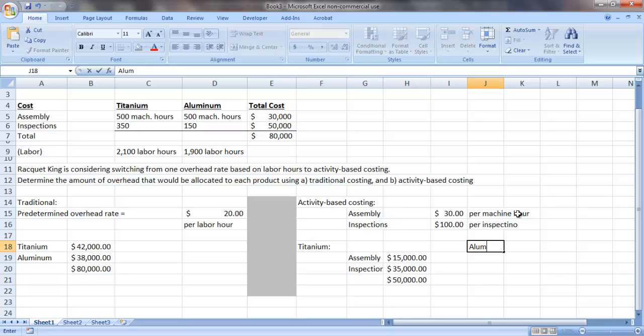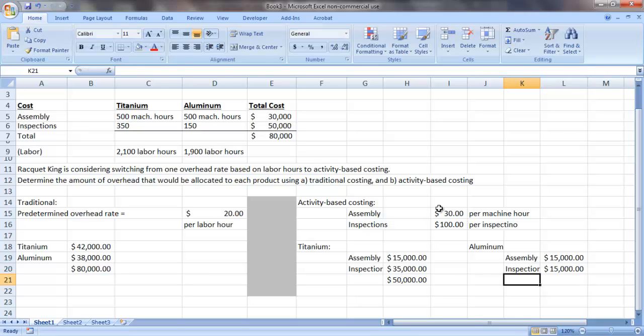Now we'll do the same for aluminum. For the assembly cost pool, we take the 500 machine hours incurred by the aluminum product and multiply that by our $30 per machine hour assembly activity rate, $15,000. Do the same for inspections. 150 inspections required by the aluminum product times the $100 activity rate for inspections gives us $15,000 in allocated cost.